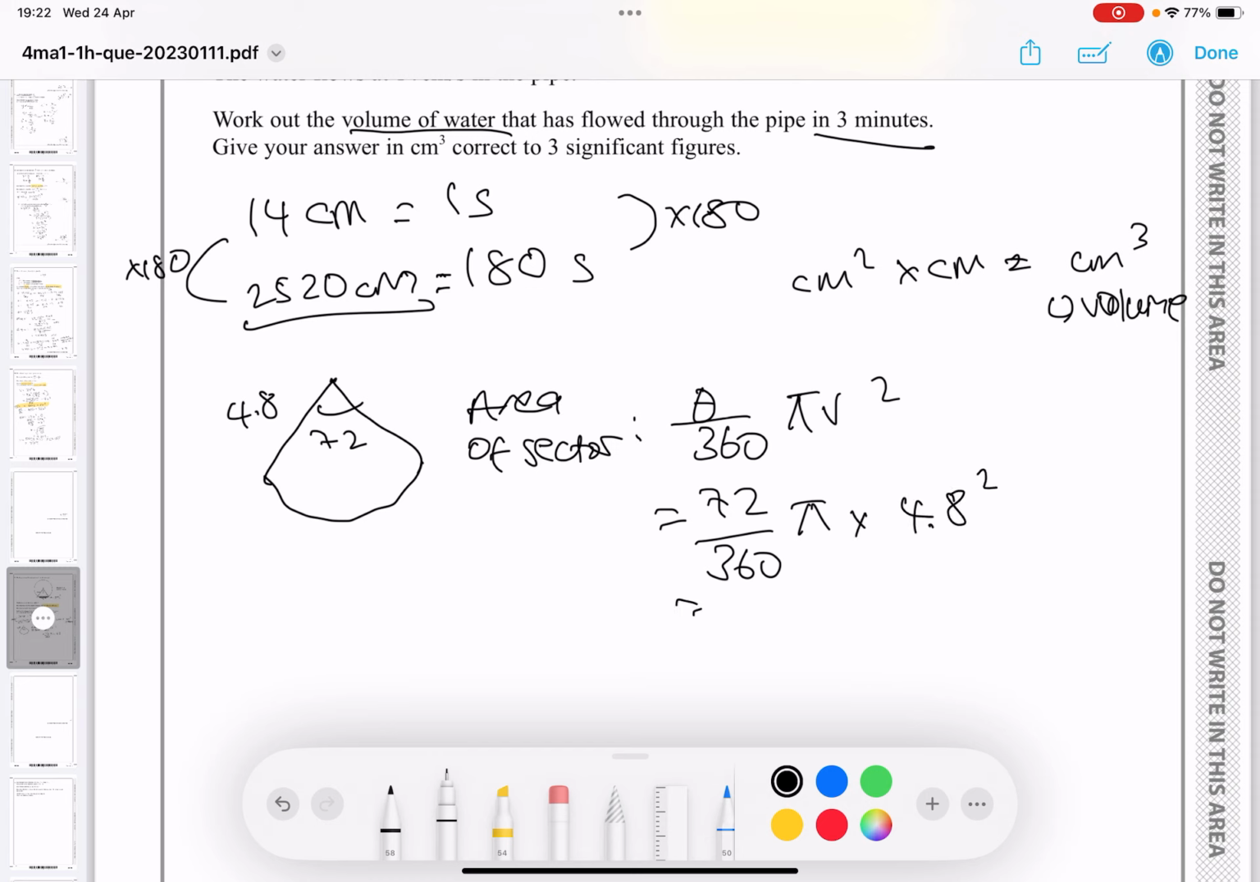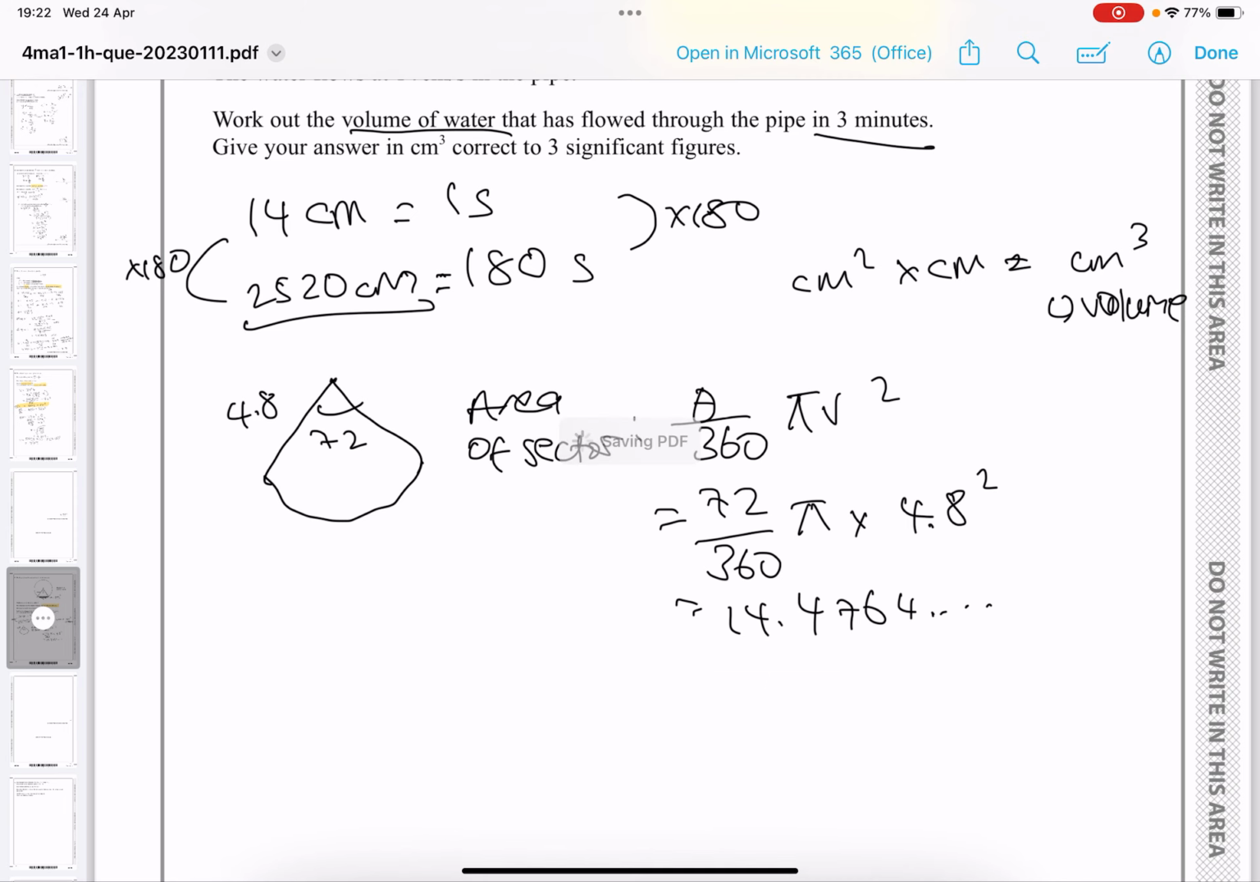And that will give you an answer of, let me work that out quickly, 72 over 360 times pi times 4.8 squared. 14.4764. It's good to write out a few digits, otherwise it's going to add up the error and you're not going to get an accurate value at the end.